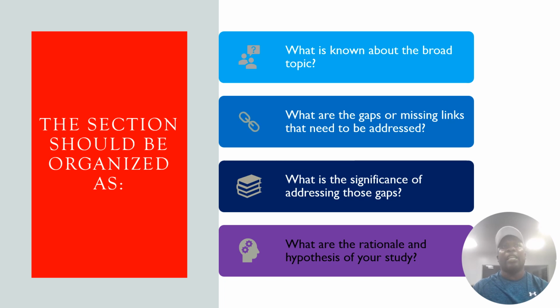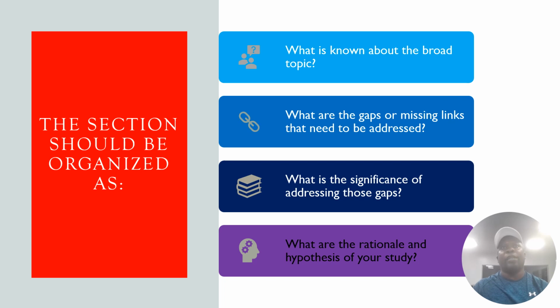The section should be organized SOS. What is known about the broad topic? Say, for example, you are talking about food insecurity. What is known about food insecurity? We know today that almost 3 million around the world are having problems with food, with nutrition insecurity, for example. We know quite a big number of people are experiencing obesity, for example, and the countries are pumping a lot of money to try and deal with the problem of obesity. So try to tell us what is known at a broader topic, and you narrow your issue down.